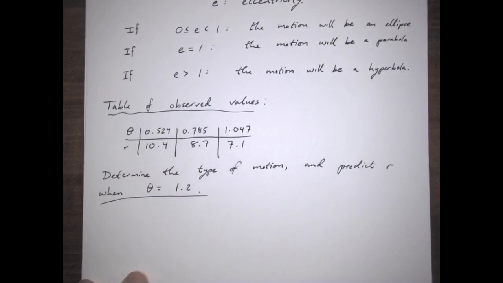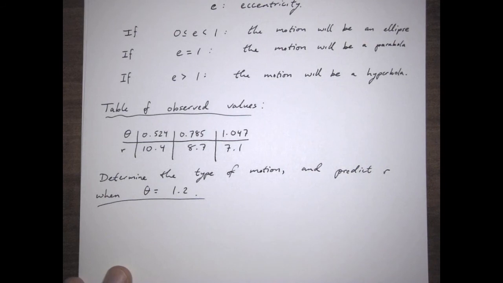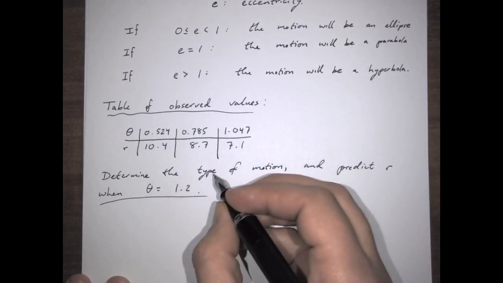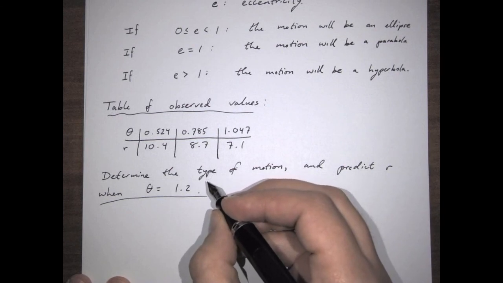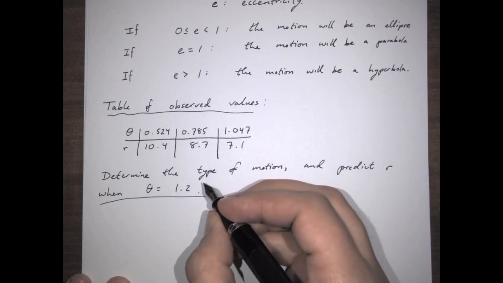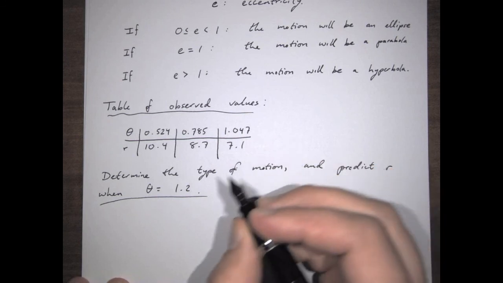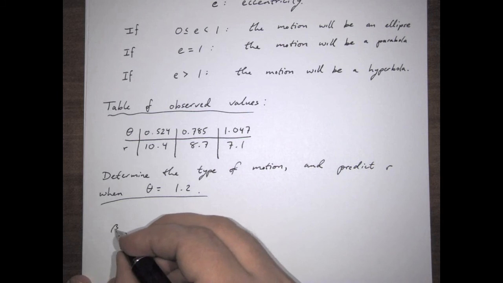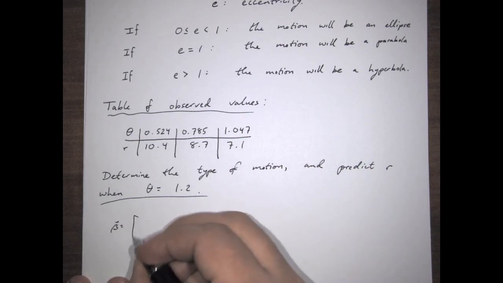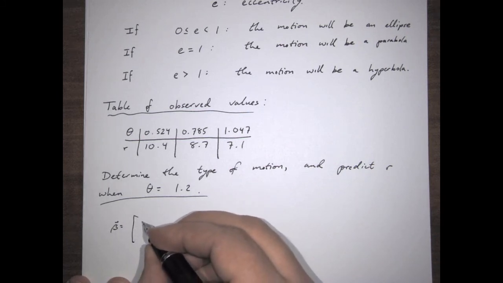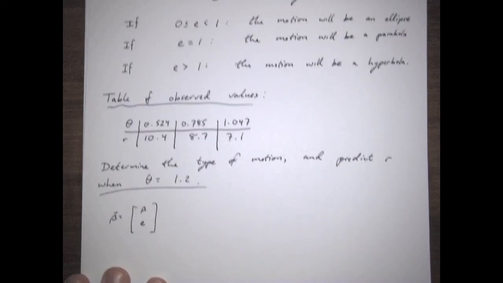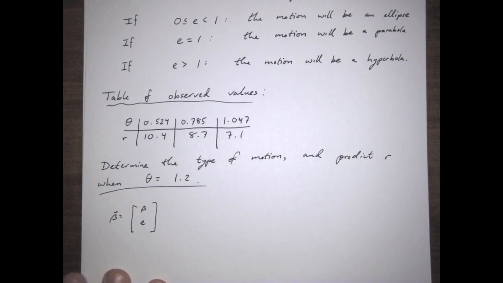Okay, well, we have to try to determine the type of motion and predict R when theta equals 1.2. So we have to figure out, is it an ellipse? Is it a parabola? Is it a hyperbola? What's it going to be? All right, well, let's think about the parameter. It's always easiest to start with the parameter vector. So the parameters here are beta and E. And this E is not Euler's E, not E like 2.7, but it's a number that's just going to be whatever it's going to be.